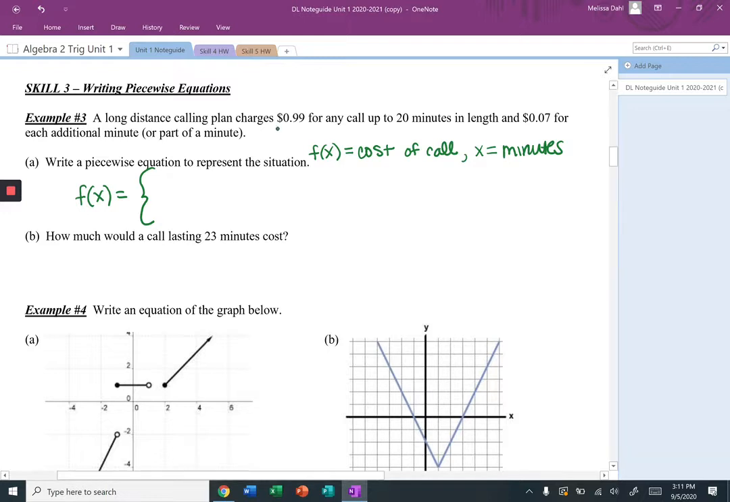Notice they charge 99 cents for any call up to 20 minutes in length. So I get a flat rate for 20 minutes. The amount of money I owe is exactly 99 cents, not multiplied by x or anything like that, because it's a flat rate. It's not changing with the cost of the minutes. And that is as long as my minutes are up to, meaning the maximum is 20 minutes.